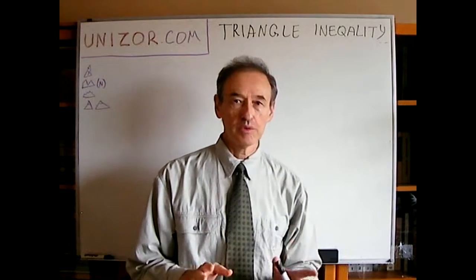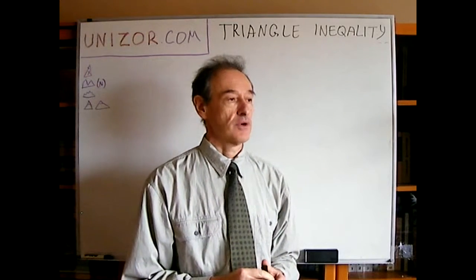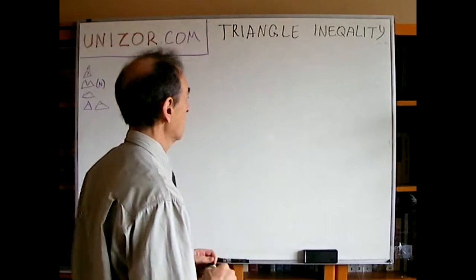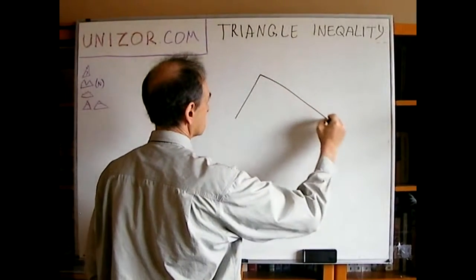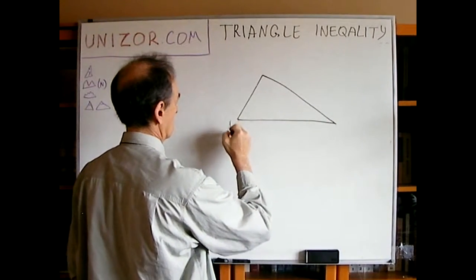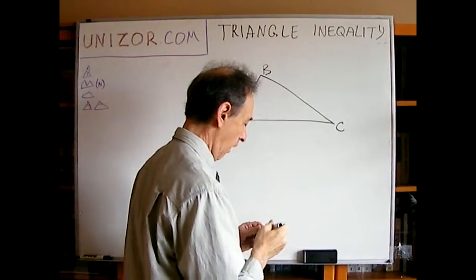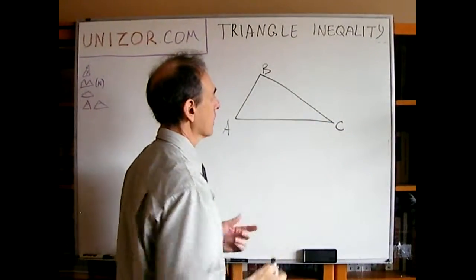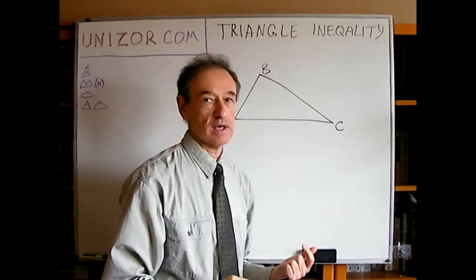Today we will talk about triangle inequality. I will explain what the triangle inequality is in a simple case, first of all. It states the following: any two sides of a triangle, if you add together their lengths, it will be longer than the third side.